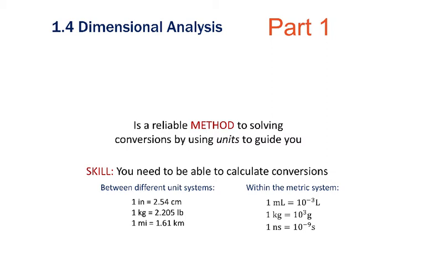This is actually a concept that we've already been talking about and developing, but now we're going to explicitly talk about what it is, and it is basically a reliable method to doing conversions, and we're going to use units to guide us as we do this, right? So doing a conversion factor means switching from units to a different kind of units. And the dimensional analysis, sometimes also called unit analysis, is what is the method.